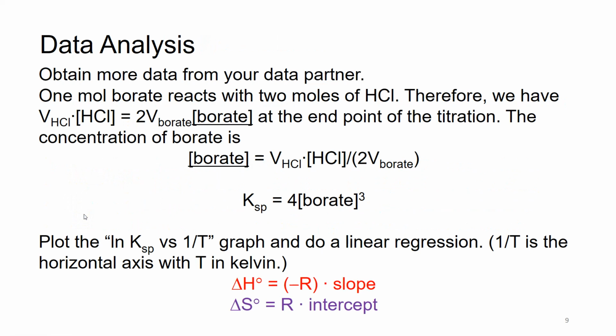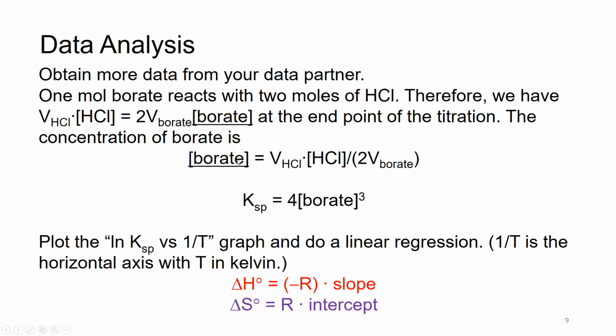Data analysis. So other than using your own data, you need to obtain more data from your data partner. Again, this is to make sure that we average data from 2 student groups to hopefully get a more accurate result. 1 mole borate reacts with 2 moles of HCl. Therefore, if you know the volume of HCl you used and the concentration of HCl, which will be given to you, and if you know the volume of borate you decanted from the samples at different temperatures, which should be roughly 5 milliliters, then you can calculate the concentration of borate using this equation.